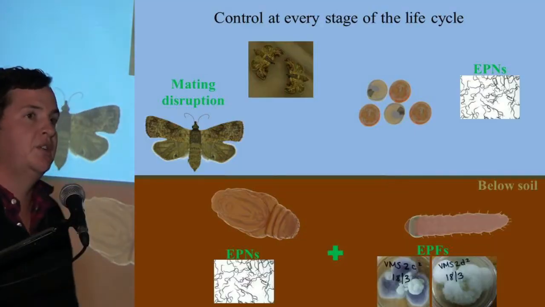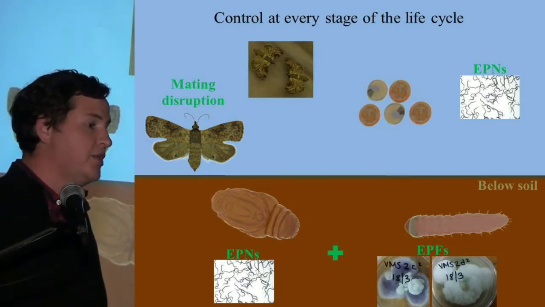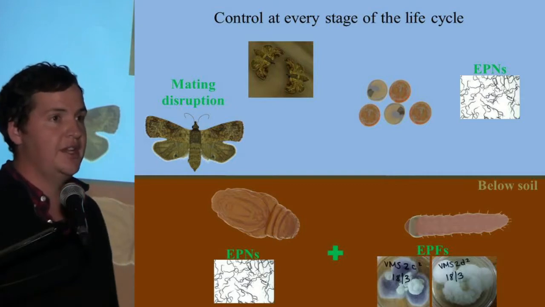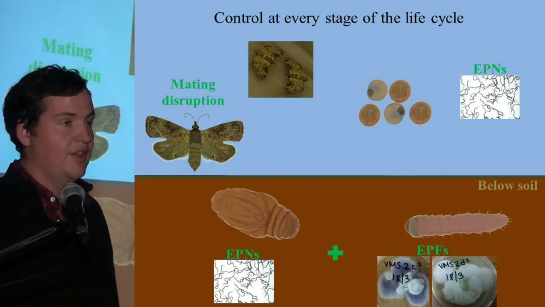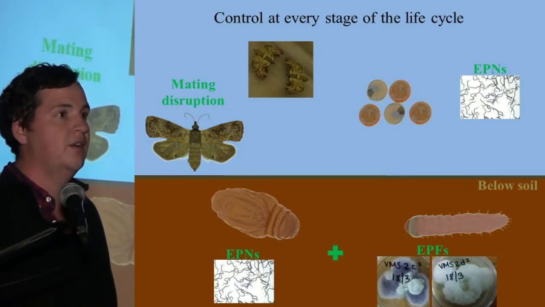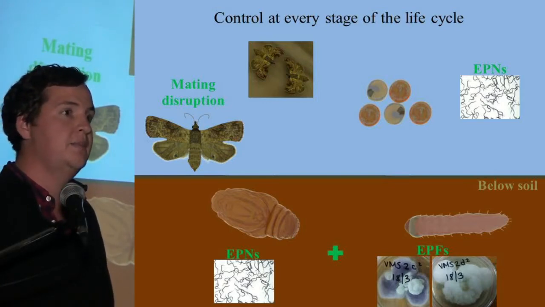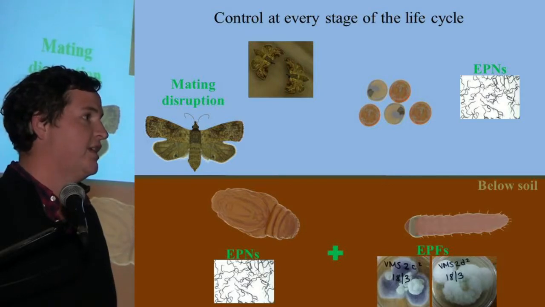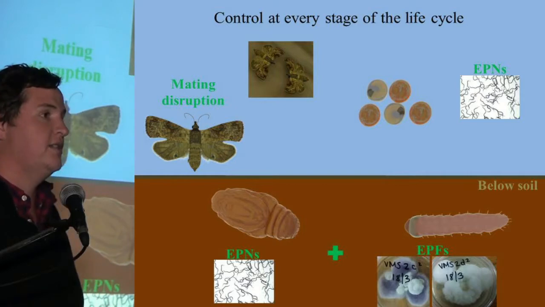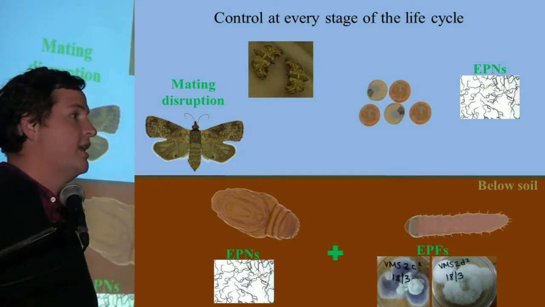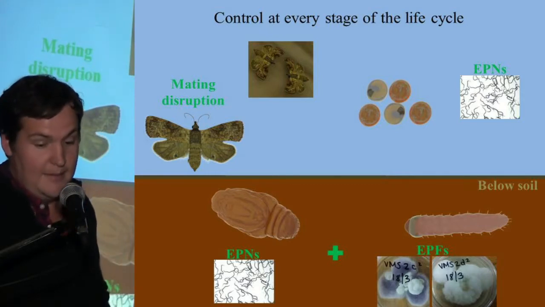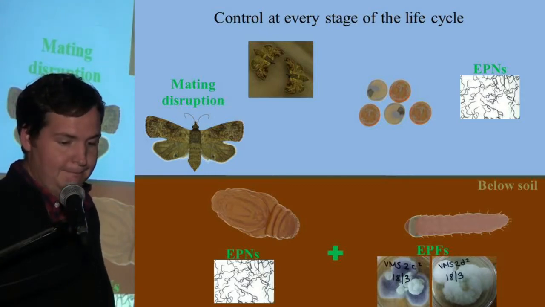So now that we've got a good understanding of how the life cycle works, we can speak about the control. I suggest a control at each stage of the life cycle. For the adult stage, we can use mating disruption, which is the broadcasting of the female pheromone throughout the landscape so as to decrease mating events and thus suppress the population. And then for the other stages, the immature stages, I suggest entomopathogens or insect killers, such as nematodes and fungi.